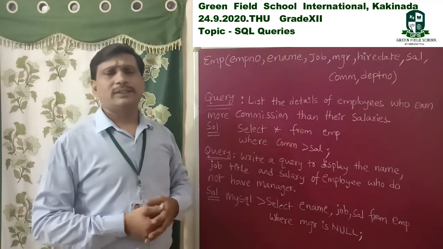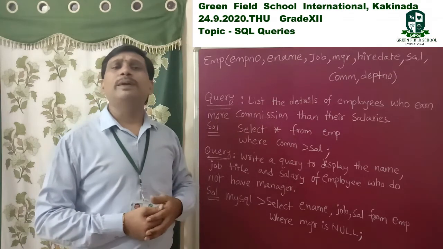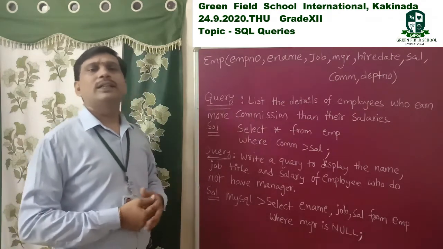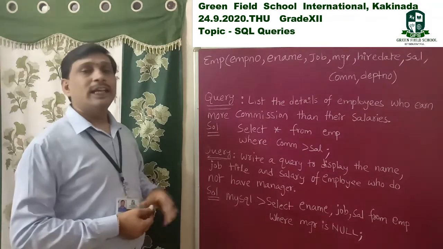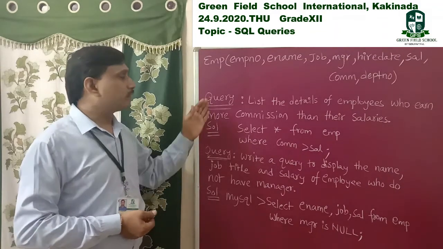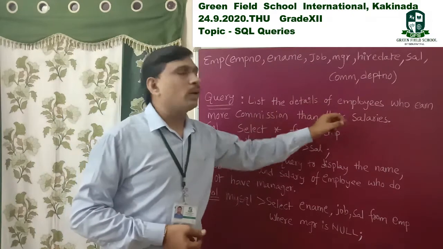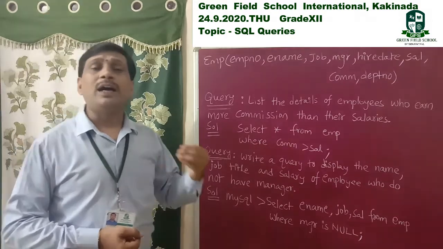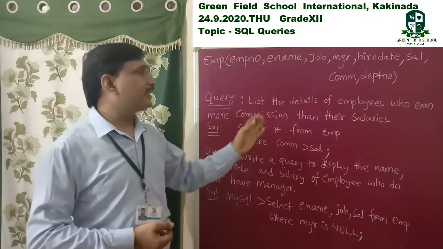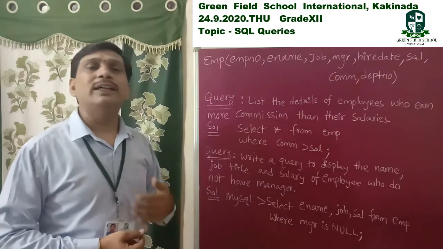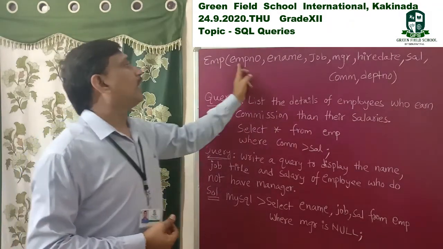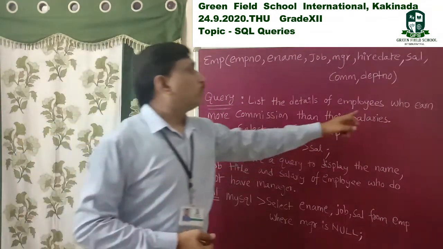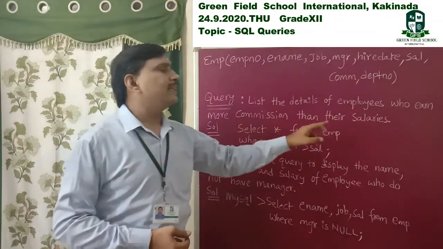Then we create that EMP table with these columns and insert some data into that table. Then they are asking some questions or queries. The first query is: list the details of employees. That means display all the employee details, all these columns. Next: who earns more commission than their salaries?